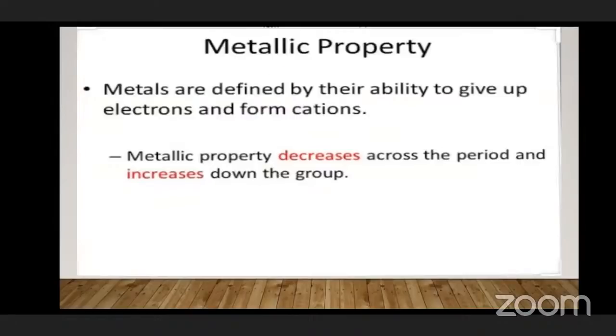So metals are defined by their ability to give up electrons and form cations. By losing the electron, sodium gets which charge? Positive charge. Because of that reason, it forms a cation.